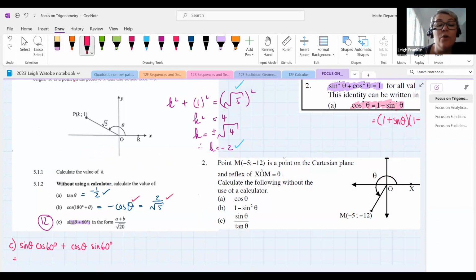And now subbing in sine theta from this diagram over here, let's just make a summary. We know that x, k in this case, was -2. We know that y was equal to 1, and we know that r was equal to √5. So we're going to have to use some special angles here as well. Sine theta would end up being 1 over √5.